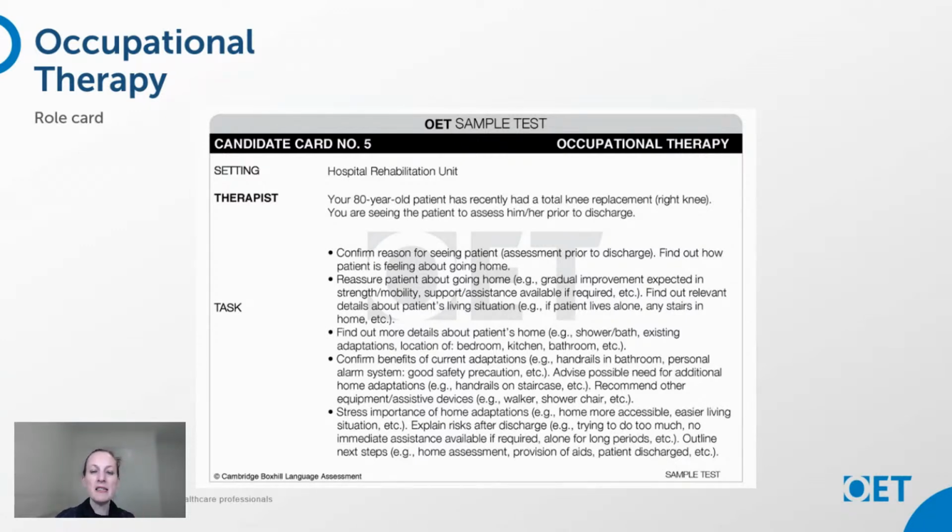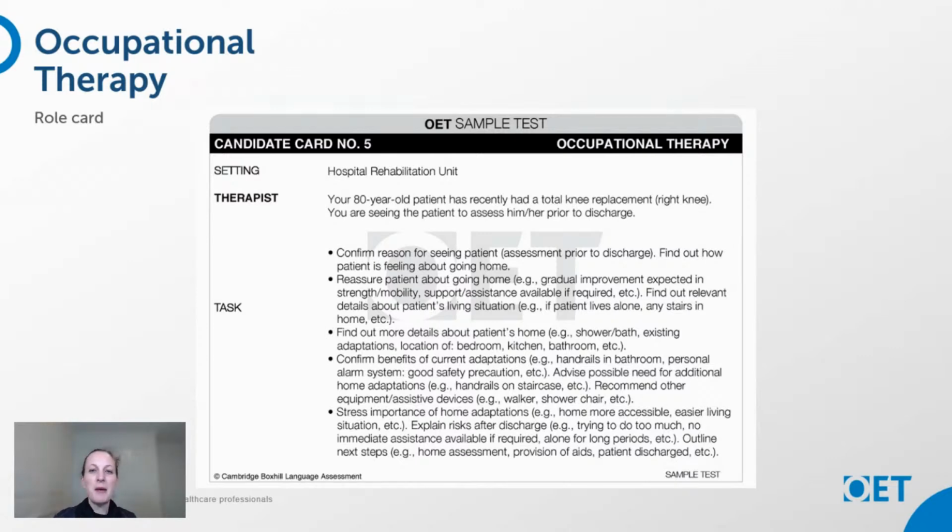If you are downloading your own copy from the link that we've just put into chat, do focus just on the candidate card as I'm going to be with you in the session, because that's of course all you can see during your speaking test. The interlocutor card remains hidden so that the conversation is more authentic and unscripted.